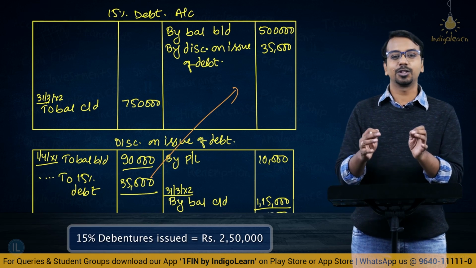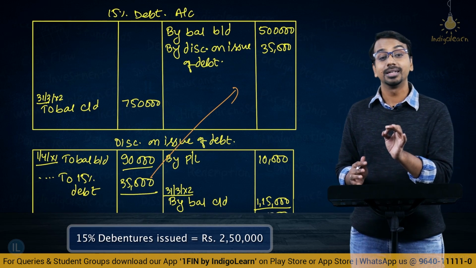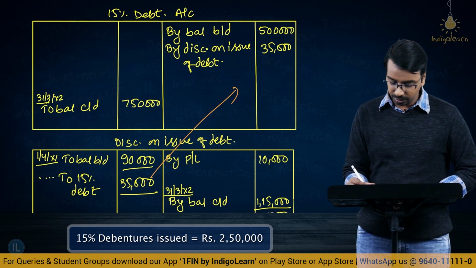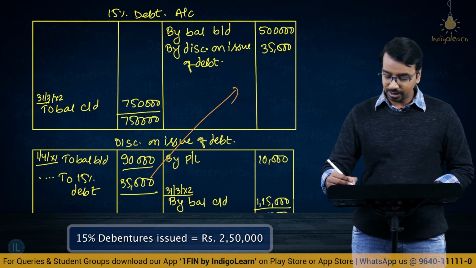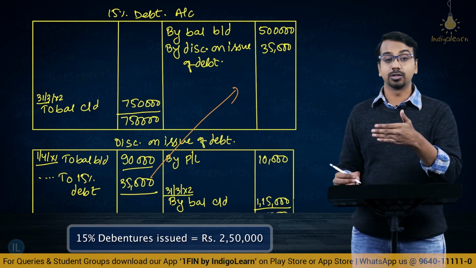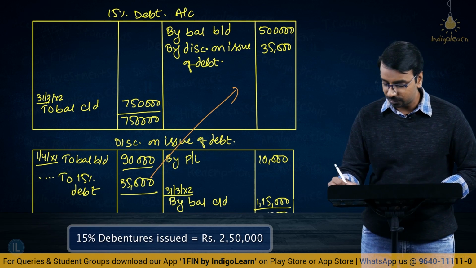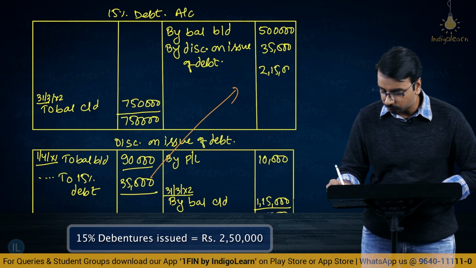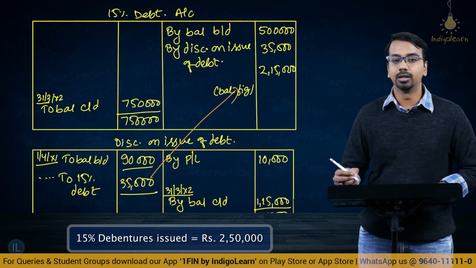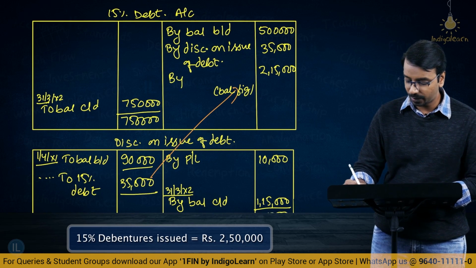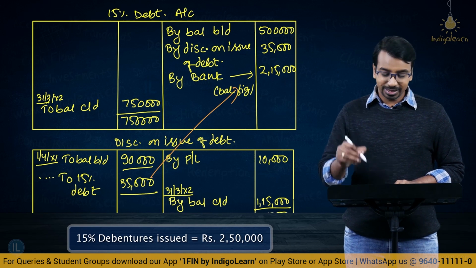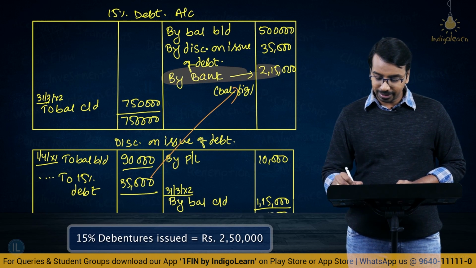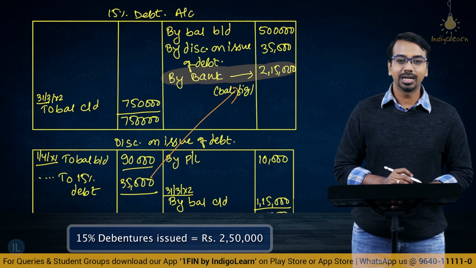Let us again see the 15% debenture account and see if we get the same amount. On the debit side, you have a total of 7,50,000. On the credit side, you have a total of 5 lakhs. So, 750 minus 5 is 250. 250 minus 35, you get 2,15,000, which is nothing but your balancing figure. What is this? This is the amount collected in bank, 2,15,000. This number, the amount that you have collected in bank, is relevant for your cash flow.